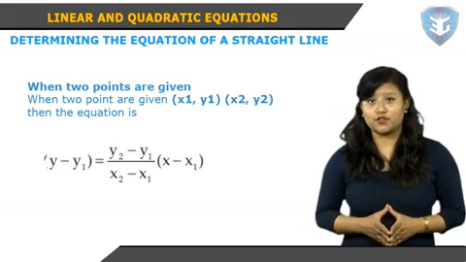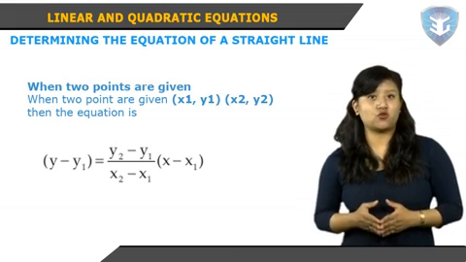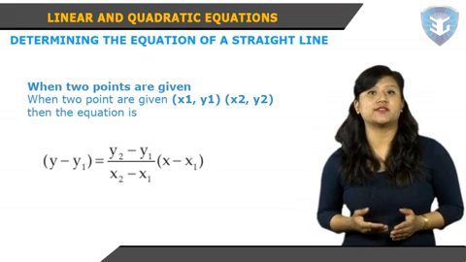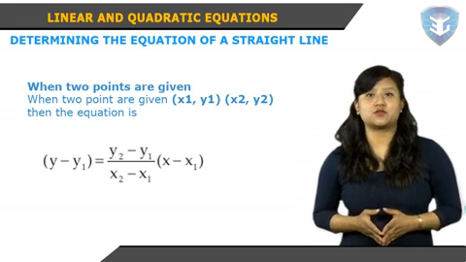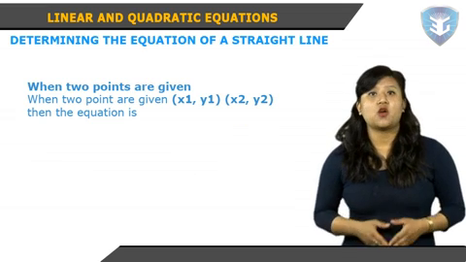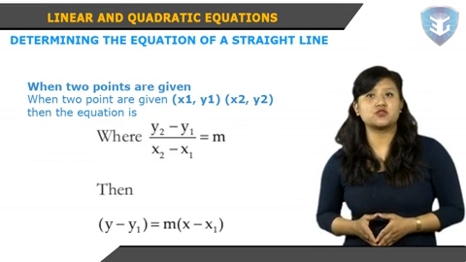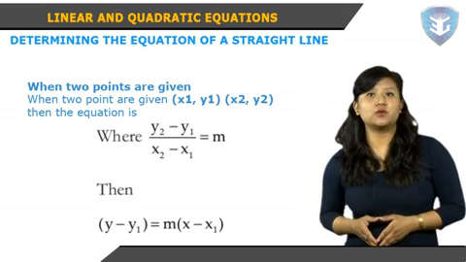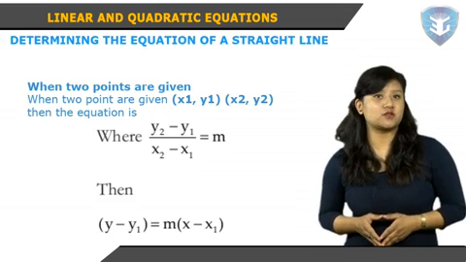When 2 points are given, (x1, y1) and (x2, y2), then the equation is y - y1 = ((y2 - y1)/(x2 - x1))(x - x1), where (y2 - y1)/(x2 - x1) is equal to m. Then y - y1 = m(x - x1).